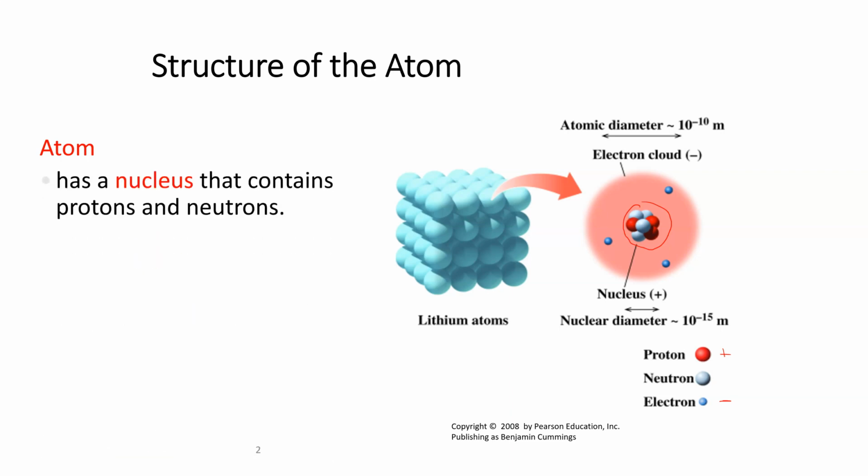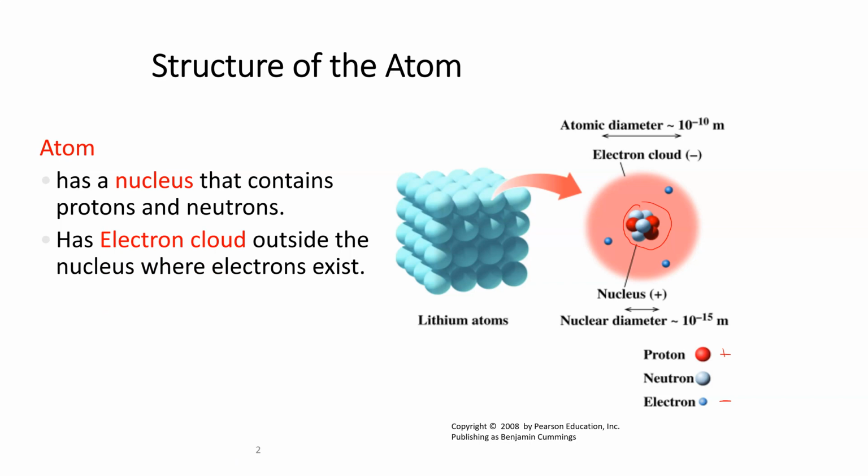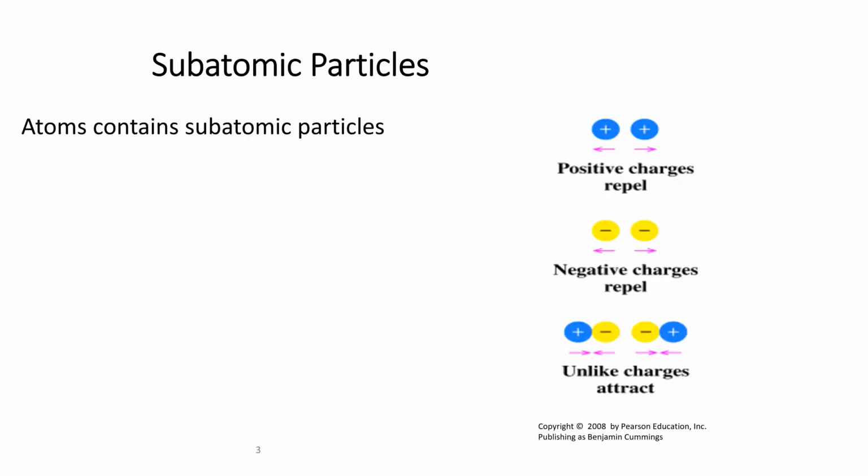So it has a nucleus, which contains protons and neutrons. There's an electron cloud outside the nucleus where electrons exist. And we're going to refer to these clouds as shells or rings for now. And we're going to assume they're going in orbits around the nucleus, kind of like the planets around the sun, even though that's not really what happens. But for our understanding right now, it's important to have a basis for how to look at an atom. Right now we're going to look at it in that fashion, and then we'll evolve later.